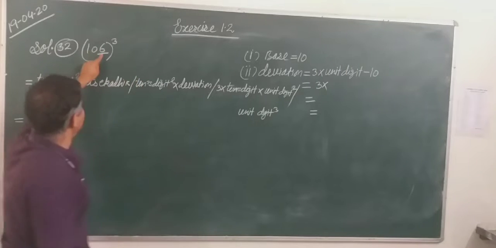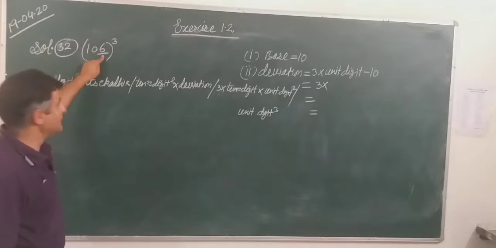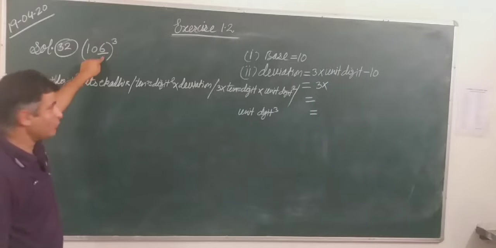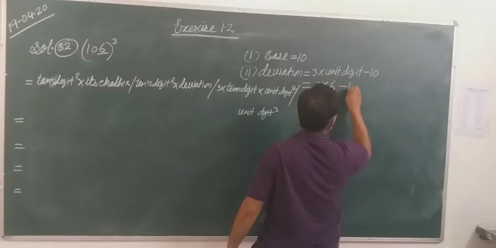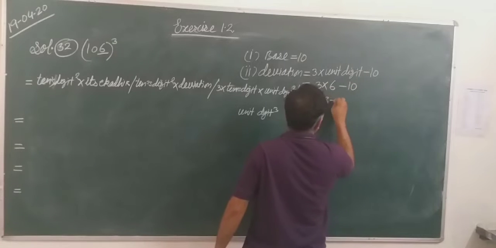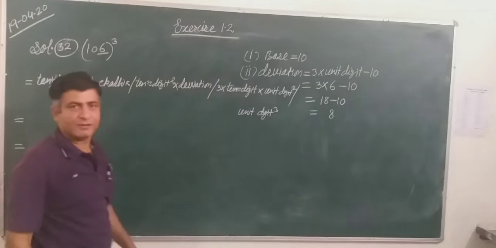See here, this is the unit place digit. It is also called the ones place digit. Both are the same thing. And 3 into 6 minus 10. Then we can write here 18 minus 10. Then it is 8.